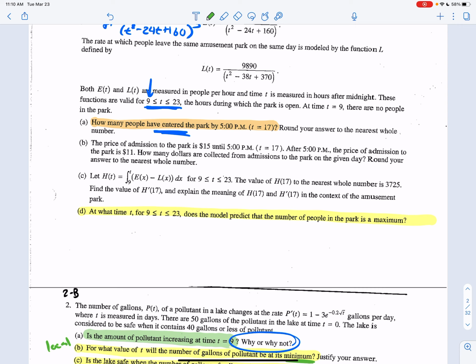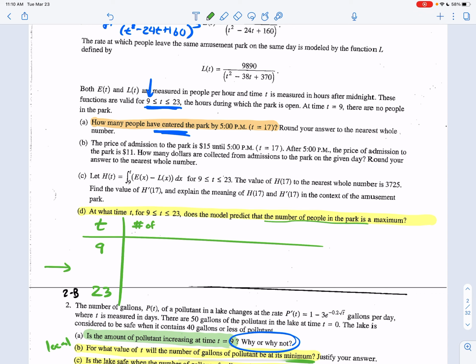So because we're looking for an absolute max, we know we want to create a table. You know what? Let me draw the table over here instead. And again, do this on a separate sheet, okay? So T is going to be for time. The absolute maximum could occur at the endpoints 9 or 23, and I'm going to leave some space for some critical numbers. We're trying to find the maximum of where the number of people in the park is a maximum, okay? So number of people in the park, okay?